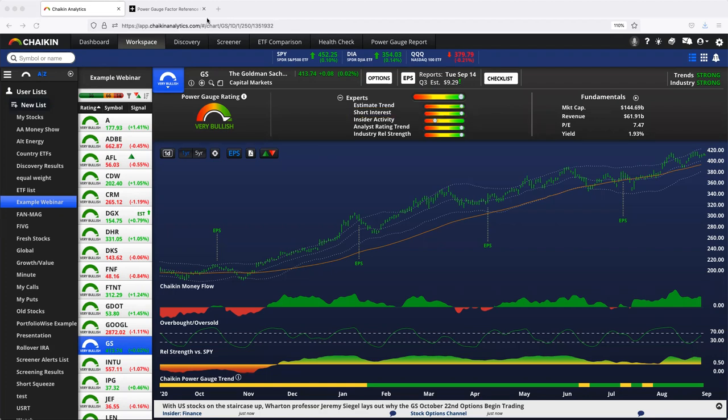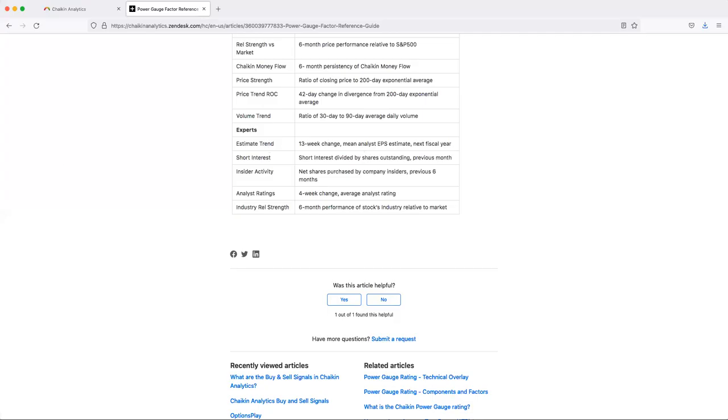Insider activity, which happens to be bearish. Insider activity is going to show us the net shares purchased by company insiders. This looks back 6 months. Makes sense, right? Net shares. So in and out, in and out. But looking back over a 6 month period, what about analyst ratings? The 4 week change in the average analyst rating on a stock, buy, hold, sell, etc., right? Analyst ratings. This looks back over 4 weeks.